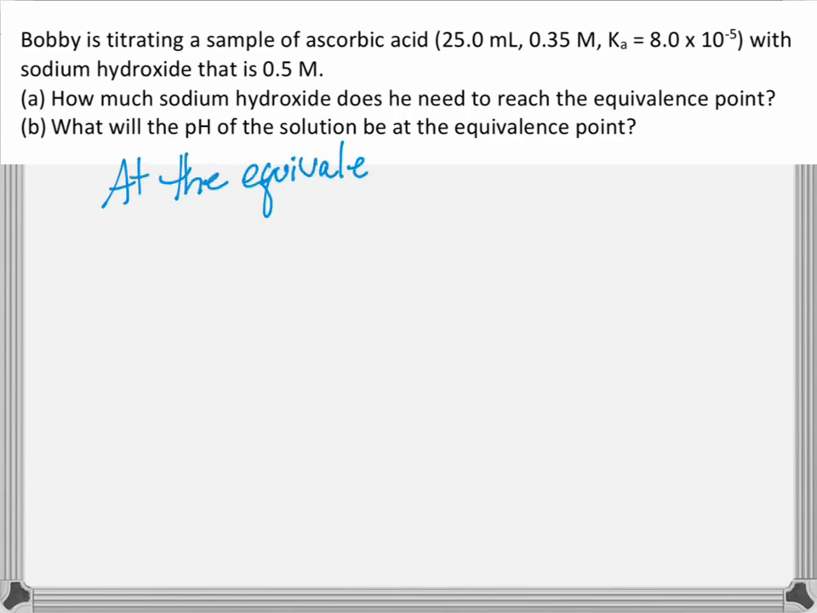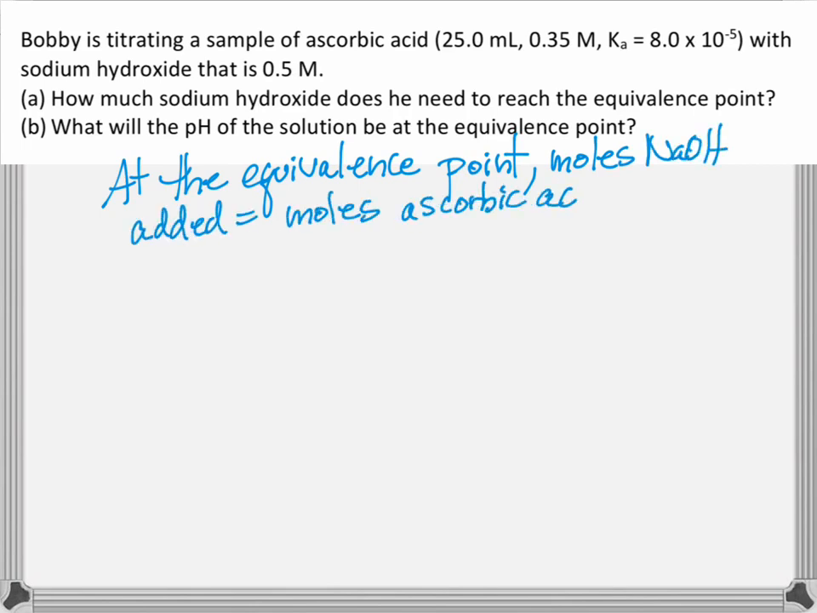So let's talk about the equivalence point. At that point, the number of moles of sodium hydroxide added is going to be equal to the number of moles of ascorbic acid.